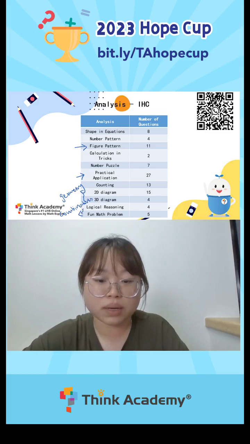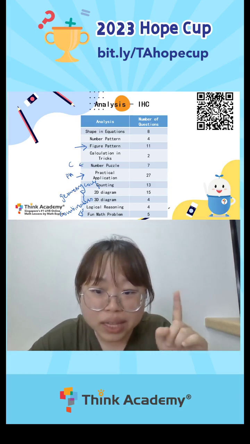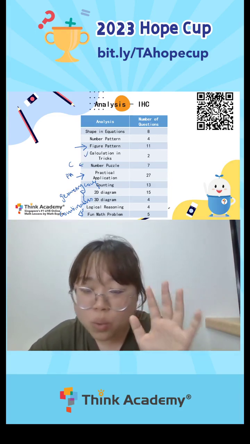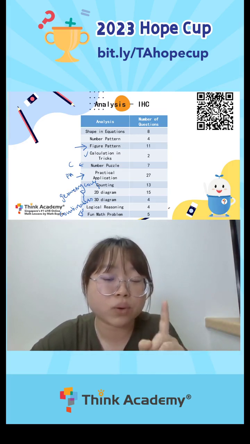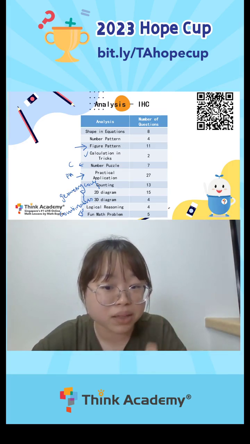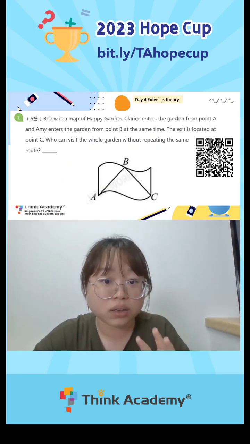Combinatorics. These two are combinatorics. These two are geometry, counting, practical application, number puzzle. It's again combinatorics, calculation, integers. You see, always these 5 modules here and there. They never change. So lower primary, if you want to win some medals in Math Olympiad competition, you must master these 5 modules very well. Okay?